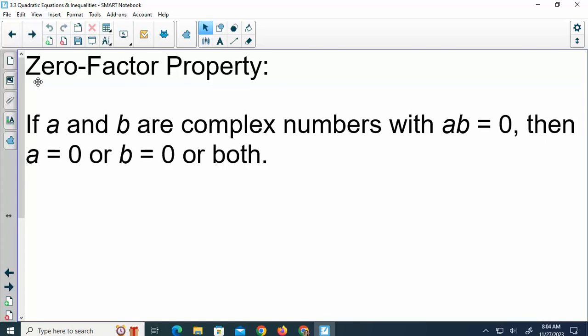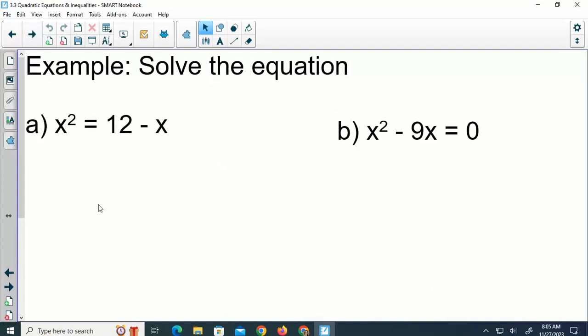And the zero factor property says if you have two complex numbers, so remember a complex number might have an i, but it doesn't have to, multiply together to equal 0, then one of those numbers must be 0. Or they could both be 0. So let's solve these equations.